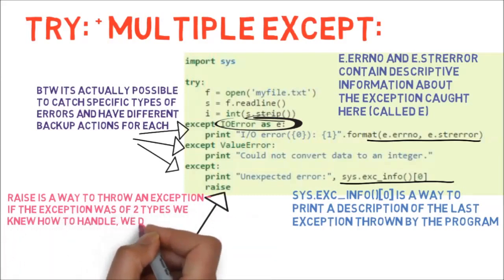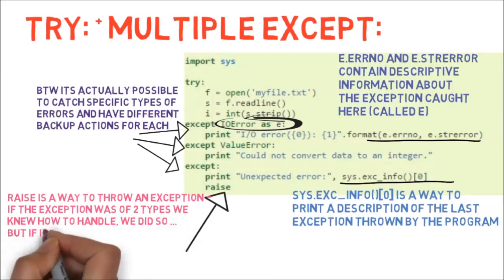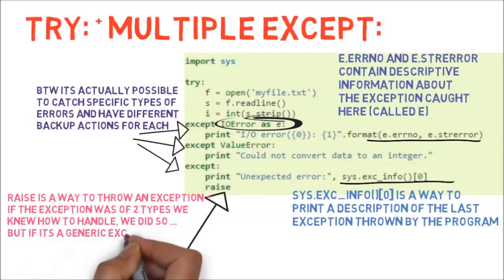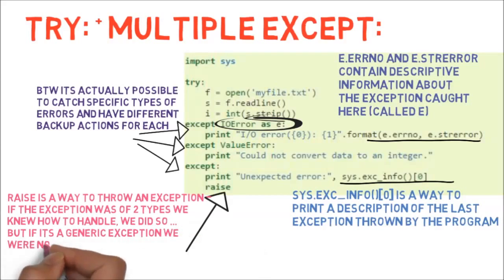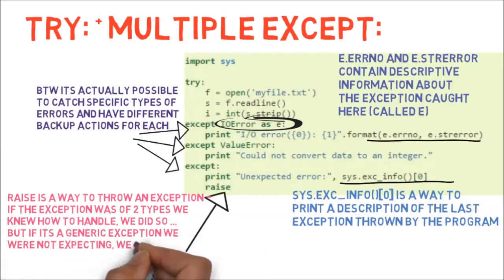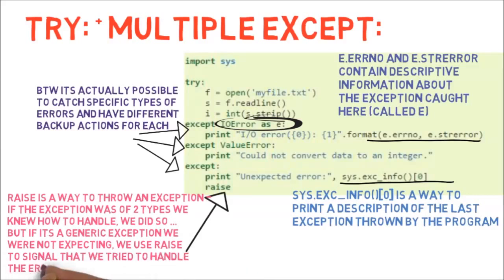If the exception was of the two types, IO error or value error, we knew how to handle them, so we did that in the program itself. But if it's a generic exception, which we are not expecting, we use raise to signal that we tried to handle the error but we failed, and the user needs to tell us how to handle the error or decide what to do next.